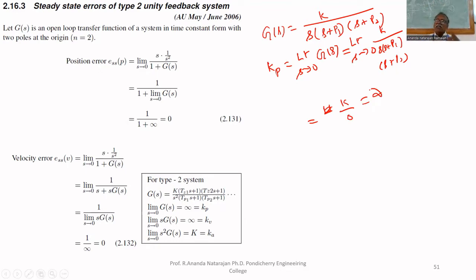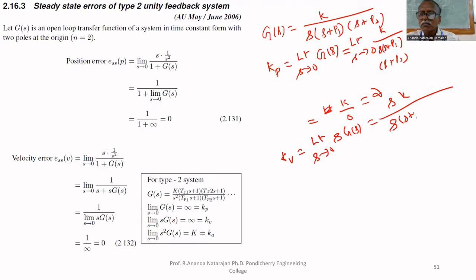Position error constant of a type 1 system is infinity. What is the velocity error constant? Kv equals limit s tends to 0 of s G(s). G(s) is equal to K' upon s multiplied by (s plus p1) (s plus p2). We have to write it in time constant form, so let us write K dash.